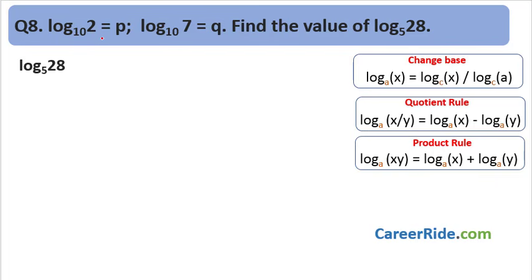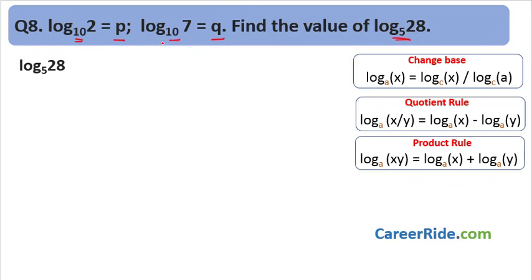Question number 8. Log 2 to the base 10 is equal to p. Log 7 to the base 10 is equal to q. Find the value of log 28 to the base 5. Pay attention that the value we are finally asked for is to the base 5, log 28 to the base 5, which is different from what is given to us. What is given to us is base 10.